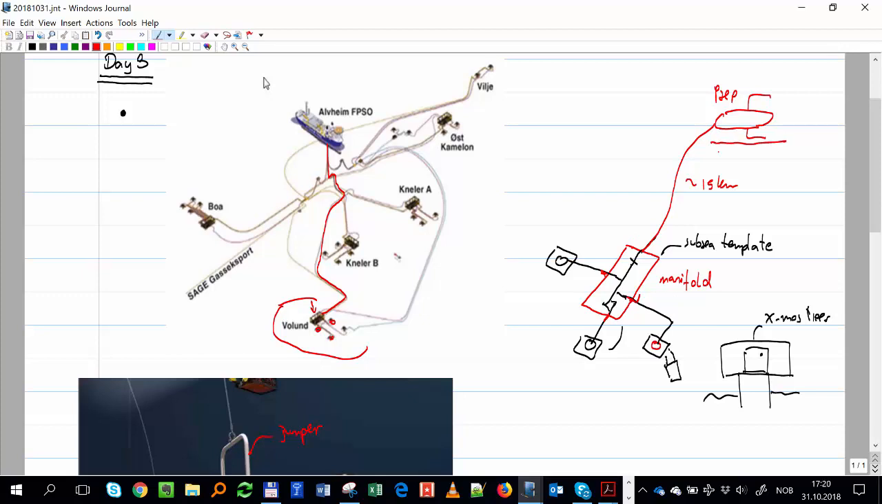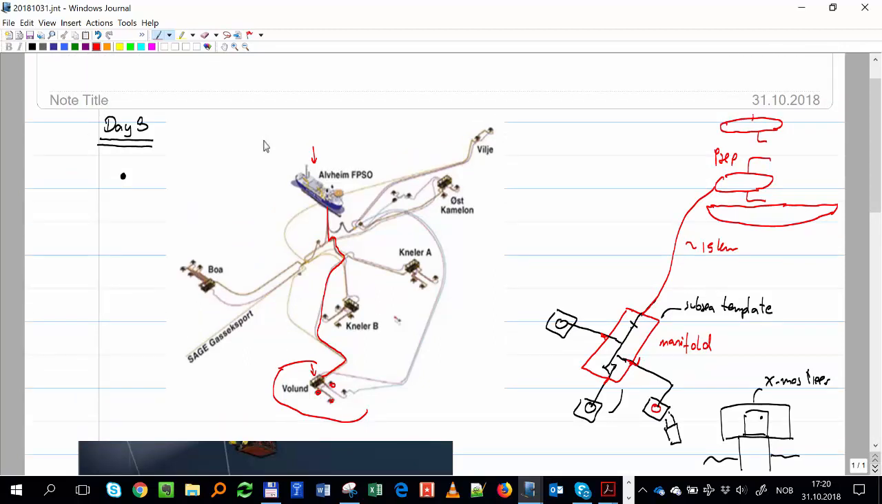So this is on top of the ship, right? This separator is on top of this ship here. And then I have to put another separator, right? And then I have to put another line from this template, 2 lines. One will be the test line to take it to the test separator, and one will be the production line. And then I have to put inside another header, which will be the test header.